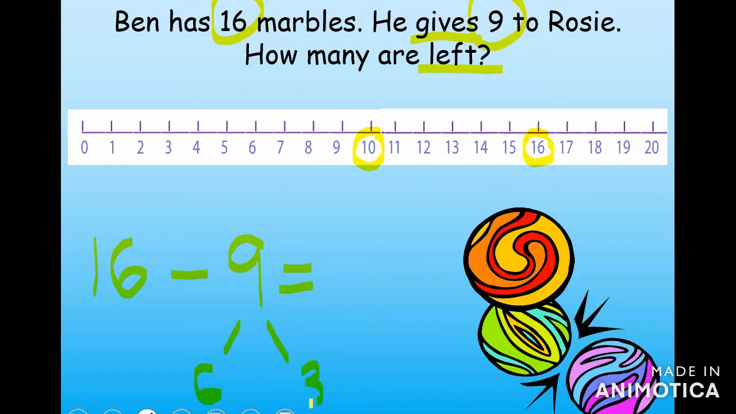Good. It's number 3. So from 16 to 10, we've done a jump of 6. And now we need to do another jump of 3 to make up 9. So 1, 2, 3. We're going to jump back to here. We've got our jump of 3, which leaves us with 7. So we know that 16 take away 9 is 7. So Ben would have had 7 marbles left.